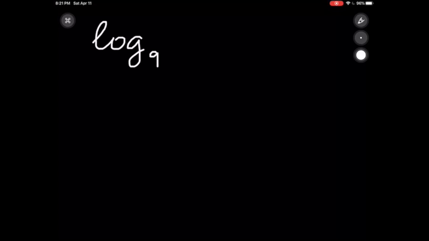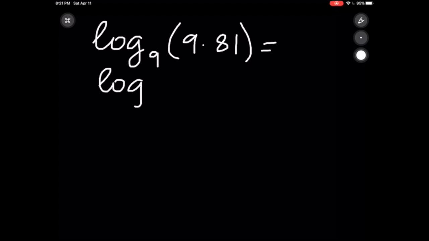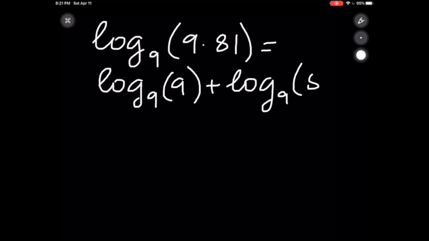Log base 9 of 9 times 81. This is how you can expand this logarithm. Because inside of the log you have two numbers that are being multiplied by each other, you can represent this as the sum of two separate logs, log base 9 of 9 and log base 9 of 81.